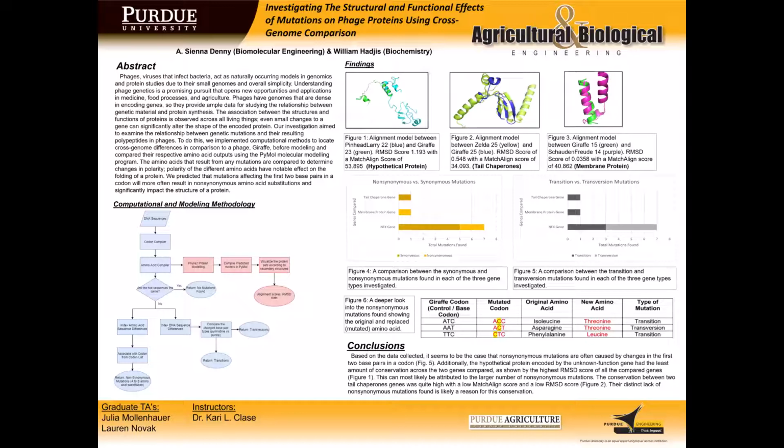The conservation between the two tail chaperone genes was quite high, with a low match-align score and a low RMSD score as well. The distinct lack of non-synonymous mutations found is likely a reason for this conservation.